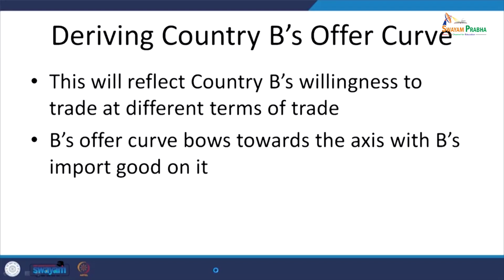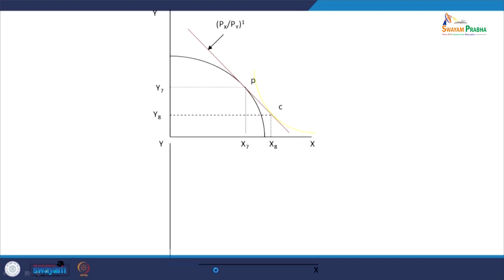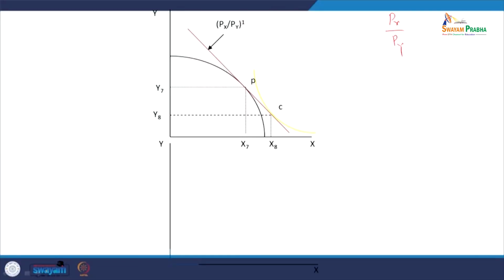Similarly, country B's offer curve will be just the reverse, because the terms of trade which are referring to country A will be reversed for country B. Now, there will be certain questions on it, if we are giving Px by Py for country X, if it is 1. So, if this is the TOT of country 1, the TOT of country 2 will be just the reverse, Py by Px, because now Py is nothing but Px by Py of country 2.